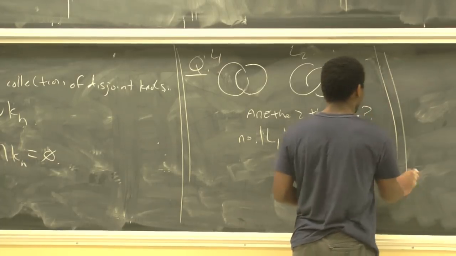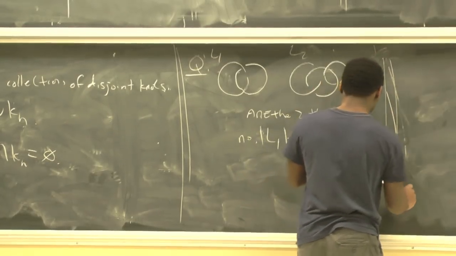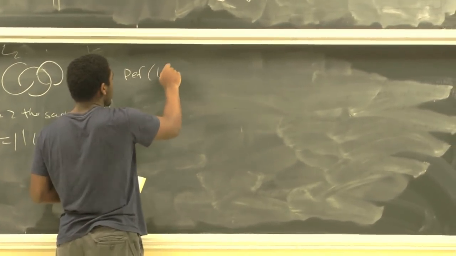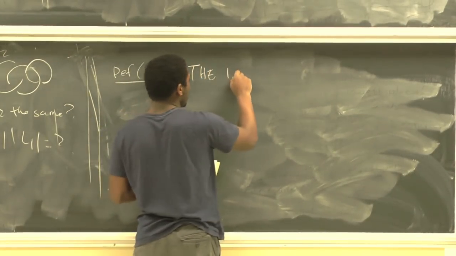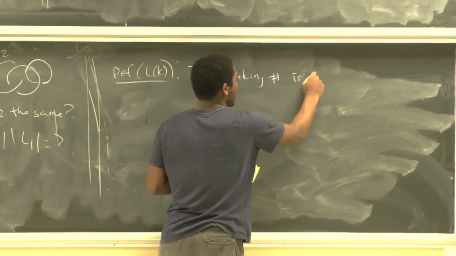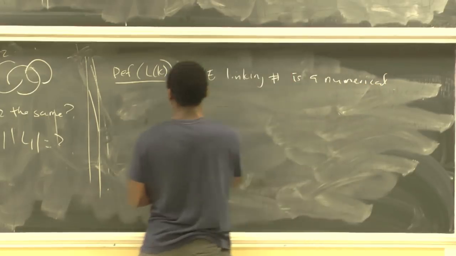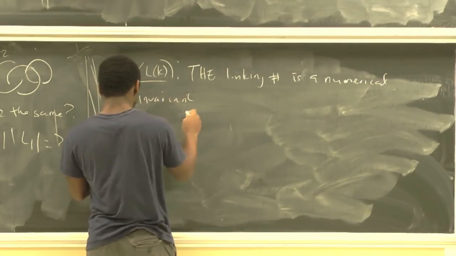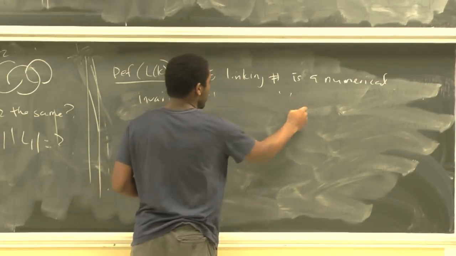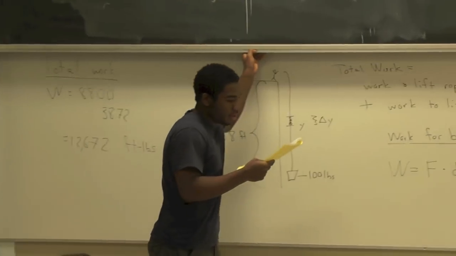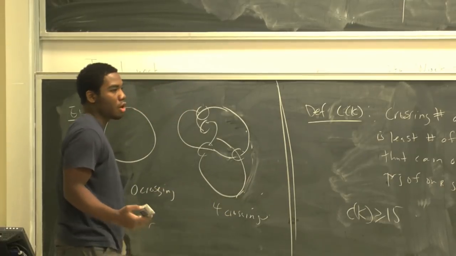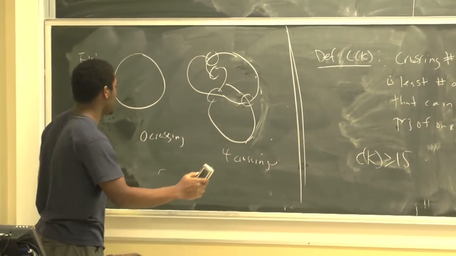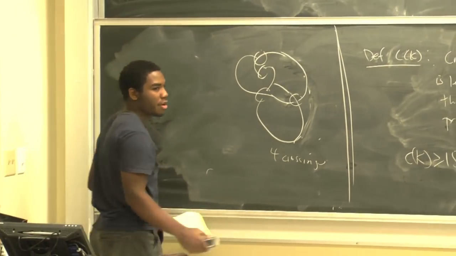So that introduces us to our next invariant. We'll define the linking number, denoted L of K. The linking number is a numerical invariant that describes the linking of two closed curves. Some remarks: the fact that the linking number is an invariant can be easily proven by placing one circle in standard position and then showing that the linking number is only a variant of the other circle. But we'll just go with assuming that it's an invariant.